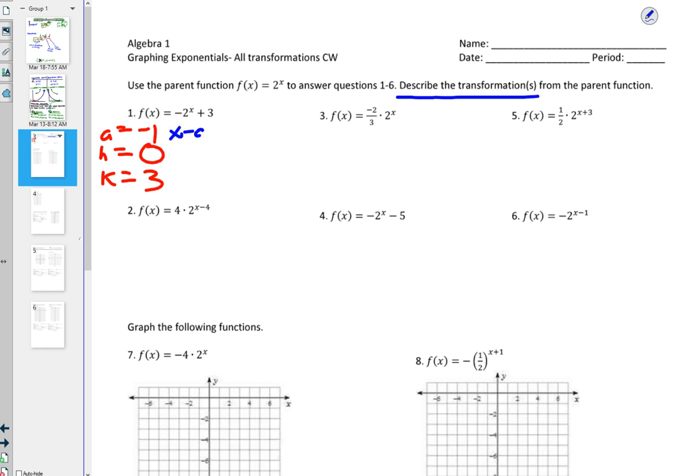We have an x-axis reflection. How do you know that we have an x-axis reflection? Because A is negative. Good. Do we have a stretch or compress? No, because the A is 1. Do we have any other transformations? Good. K is 3, so vertical translation of 3. Not a vertical stretch of 3. Vertical translation of 3.